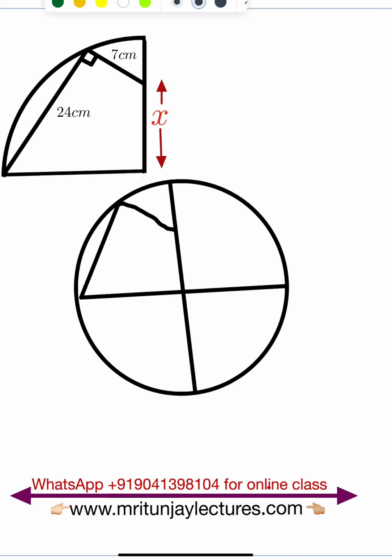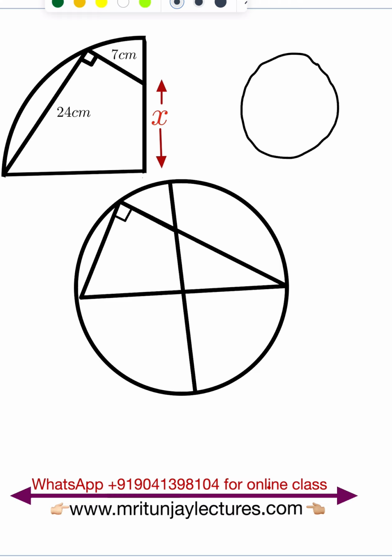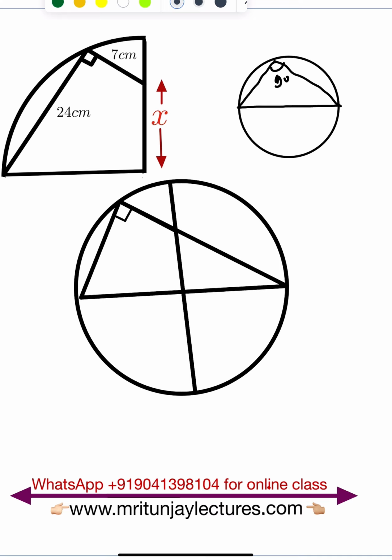Now this one is a perpendicular, and after that if you redraw, like that one, this one is 90 degree. I know that in any circle, if this one is a diameter, it makes an angle, and this angle is always 90 degree. Clear? I hope you understand what I'm saying.